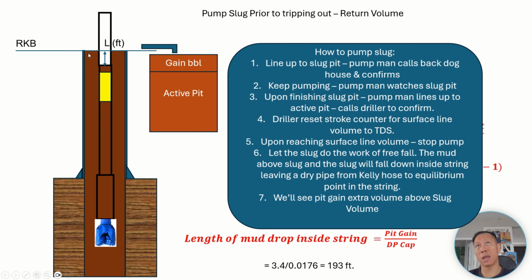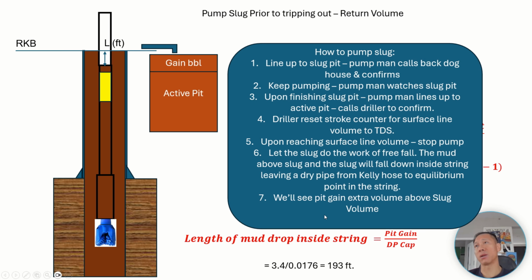In the pump room, the pump man will see a full return of 25 barrels plus some pit gain. That pit gain is because the mud now is lighter than the slug, and that causes the pit gain. It's not a well control situation here.